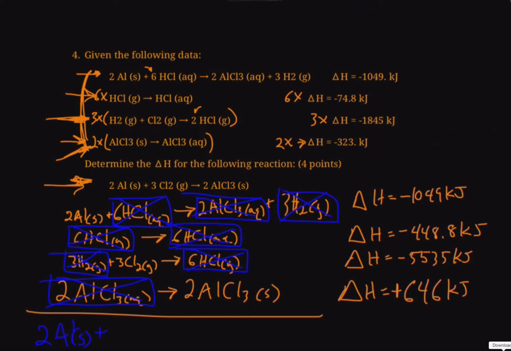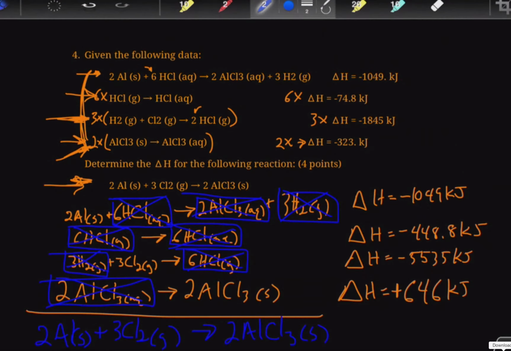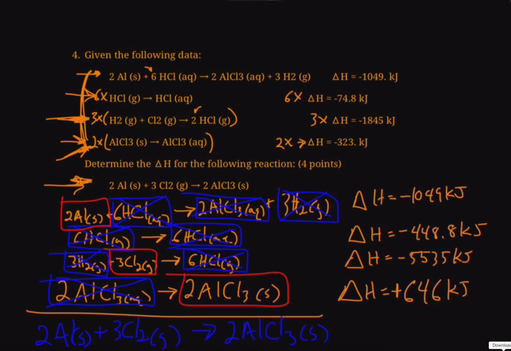plus 3 chlorine gas produces 2 aluminum chloride solid. Okay, so those are here, here, and on the right hand side here. Those are the things that didn't cancel out. And that's what we had in our equation. That's what's left. That is what we wanted for our final equation.